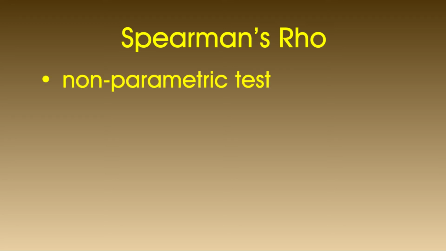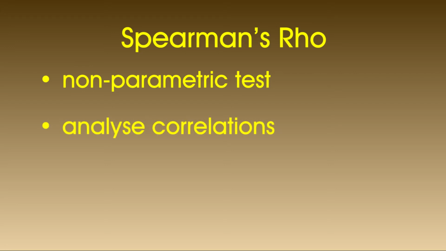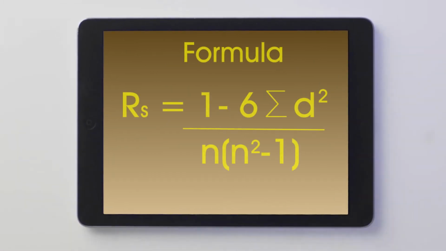Spearman's rank order correlation coefficient, or Spearman's rho for short, is a non-parametric test used to analyse correlations which generate ordinal data. The formula for Spearman's rho looks complicated, but it really isn't once you break it down.